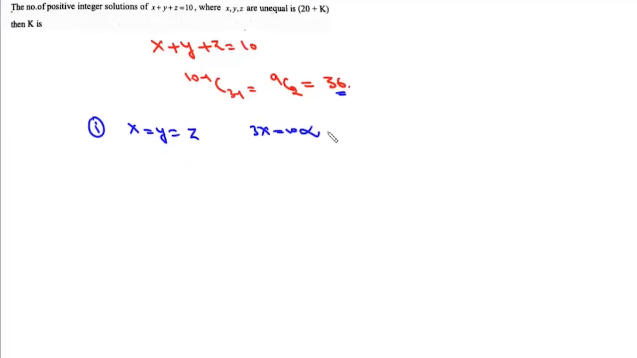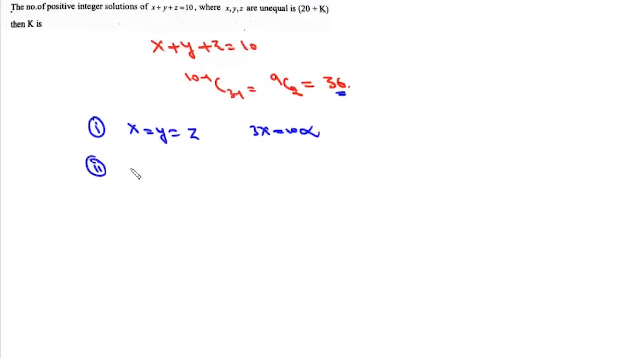Now here the question is, we need to find the number of positive integral solutions of x plus y plus z equals 10, where x, y and z are unequal, and it is 20 plus k. We need to find the value of k. Now first we will find the total number of positive integral solutions of this equation, and it is given by n minus 1 C r minus 1, which is nothing but 9C2, and 9C2 is nothing but 36. Now from these total cases, we have to remove the cases where the variables may be equal. So taking the first case, if x equals y equals z, we'll get 3x equals 10, and we won't get any integral solution in it.